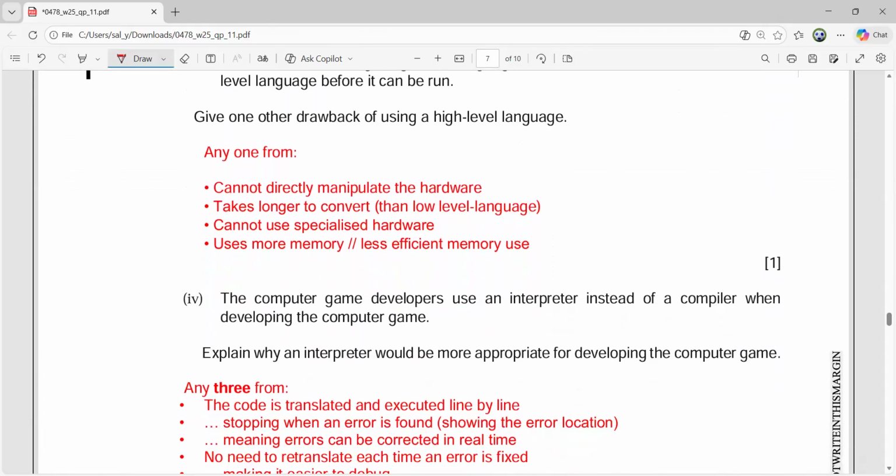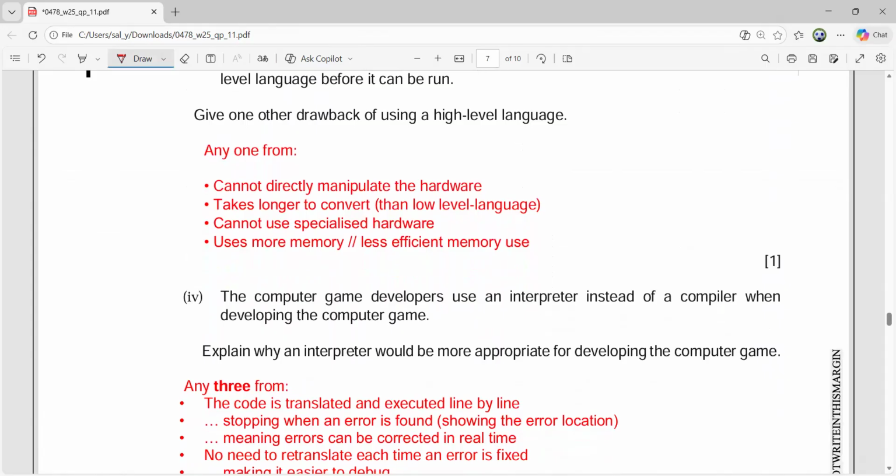The computer game developers use an interpreter instead of a compiler when developing the computer game. Explain why an interpreter would be more appropriate for developing the computer game. So you know the translators for high-level languages are compilers and interpreters.